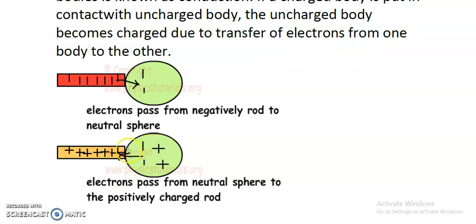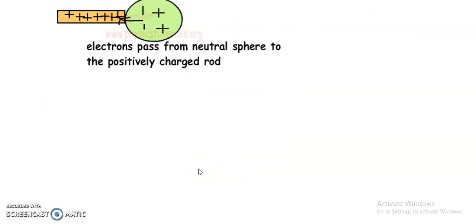And when the transfer of electrons takes place from this uncharged sphere to this positively charged rod, definitely, because the electrons have left their parent atoms, those parent atoms will become positive ions, and this uncharged sphere will become positively charged. Okay, these are the two ways through which we can charge a body by the process of conduction.